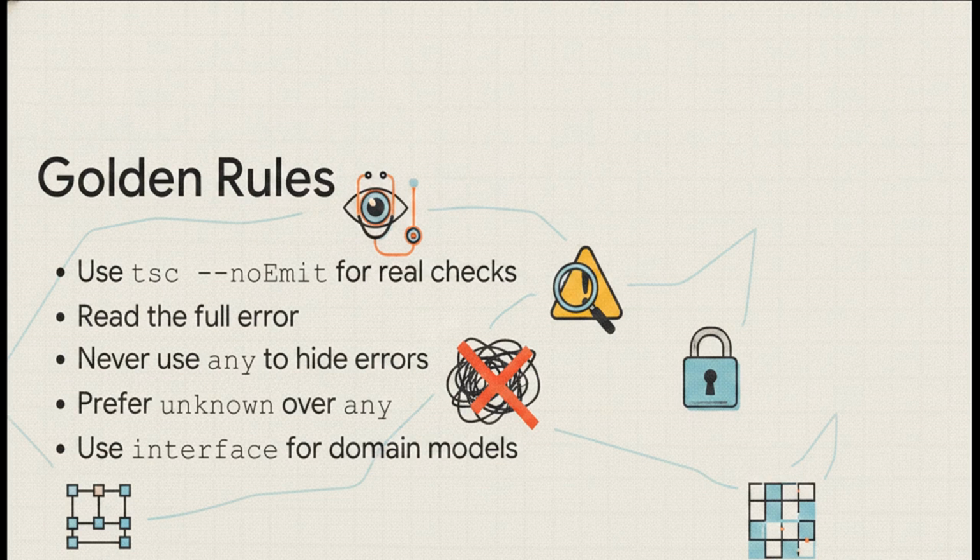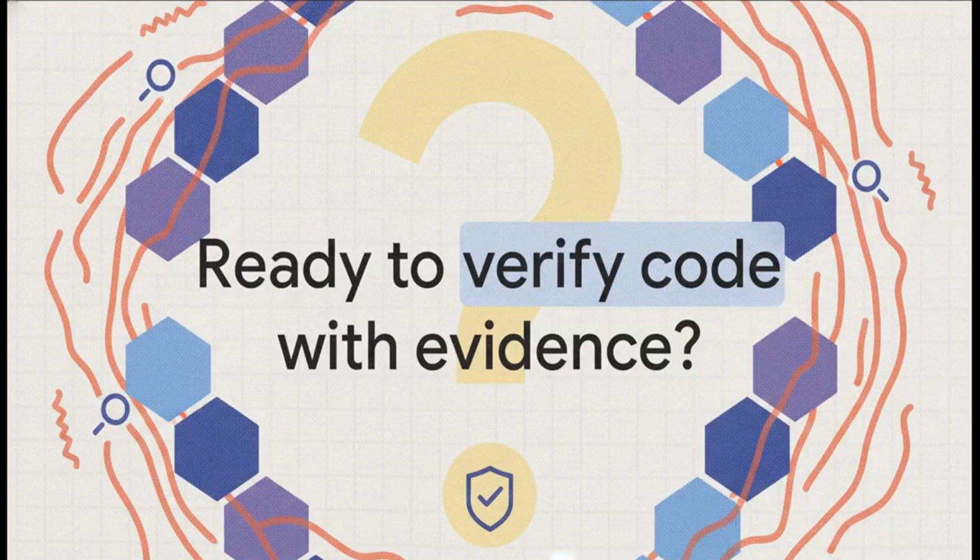Third, never use the any villain just to sweep an error under the rug. Fourth, if you don't know a type yet, rely on the cautious, unknown type instead. And fifth, use interfaces to build scalable, crystal clear models for your core domain entities. So, are you ready to stop guessing and start verifying your code with evidence? Remember, those red squiggly lines in your editor, they aren't annoyances. They are your safety net, catching a fall before your users ever see it. Embrace the compiler, banish any from your codebase, and start writing safer, more reliable code.